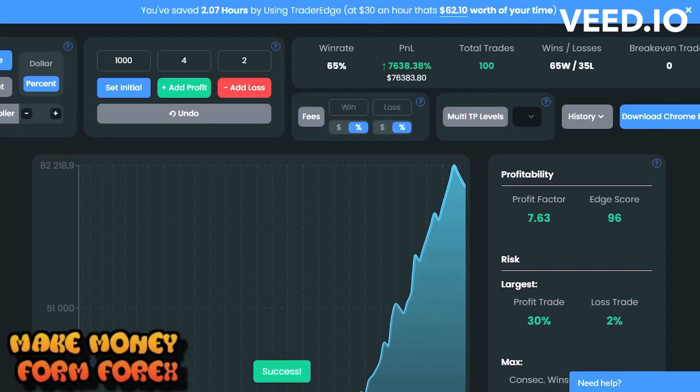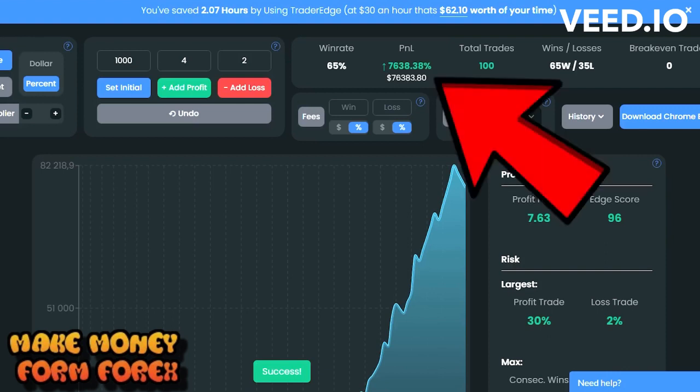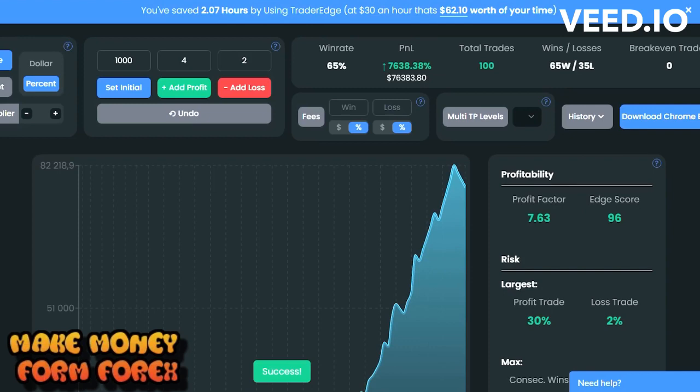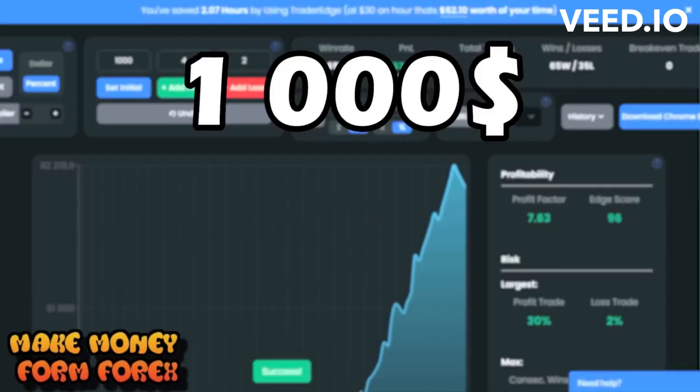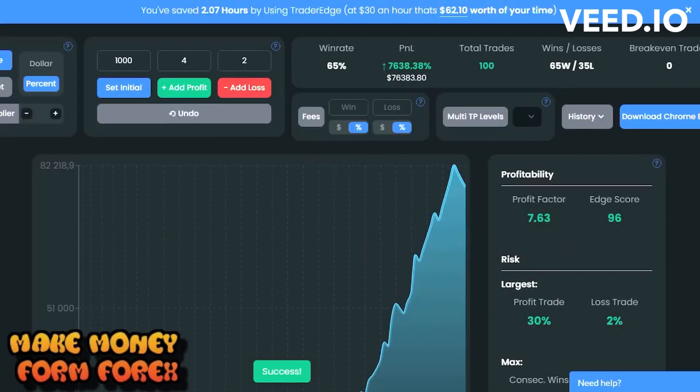Just take a look at the profit made after taking 100 trades. With the strategy we increased the account size by over 7,600%, meaning that our initial $1,000 has turned into $76,000. Of course you should expect these numbers to be a bit lower when trading live because of spreads and fees. And also you won't be able to take trades 24 hours a day, so you should backtest and forward test this strategy with paper money first before trading live.